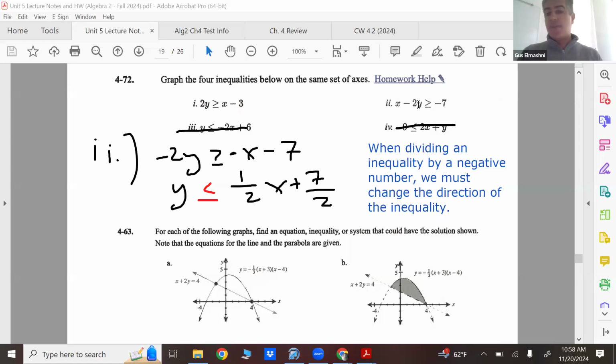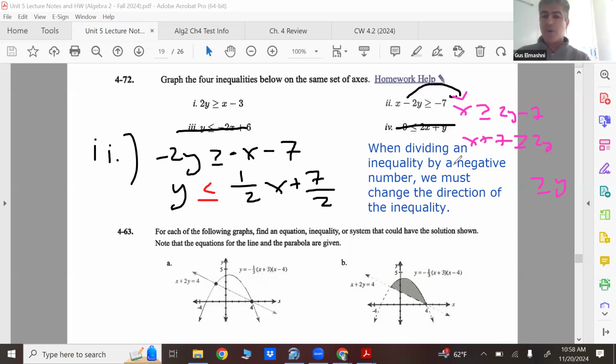If I decide to move y to the other side, what if the y jumped to the right side? So now what happens? Let me change colors so it stands out. X is greater than or equal to 2y minus 7. Then x plus 7 is greater than or equal to 2y. So y is less than or equal to all the other junk. That's why we have to flip it.